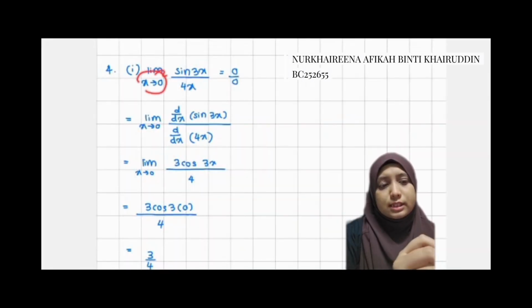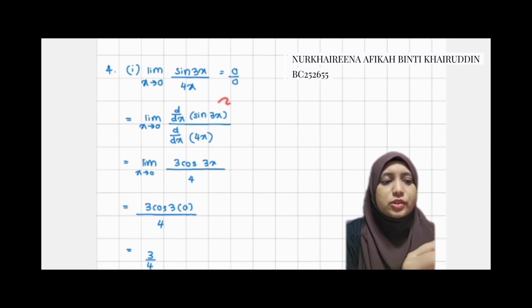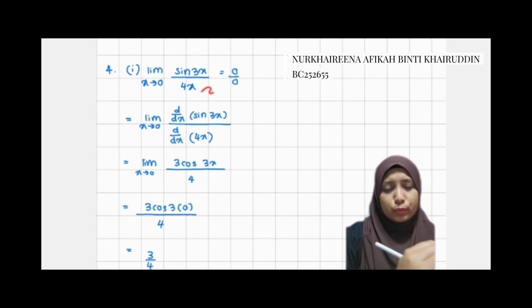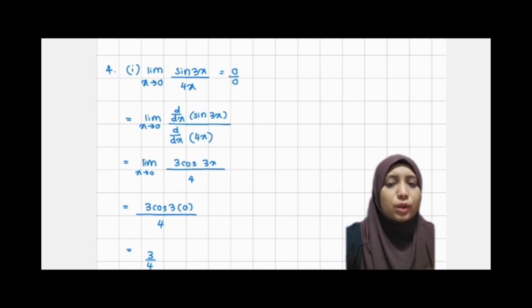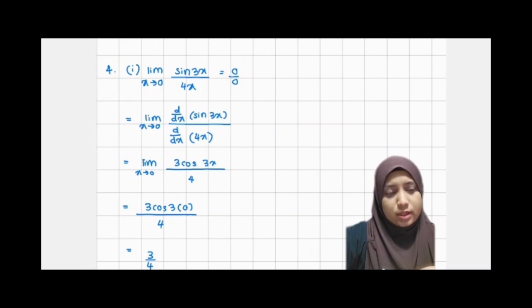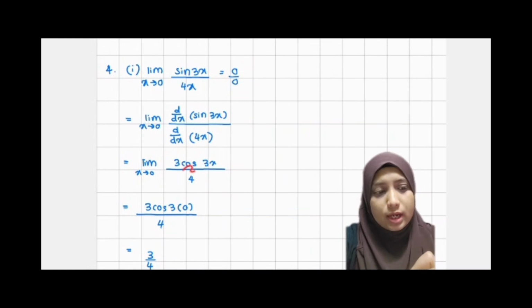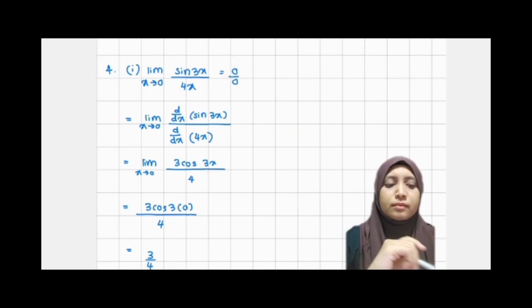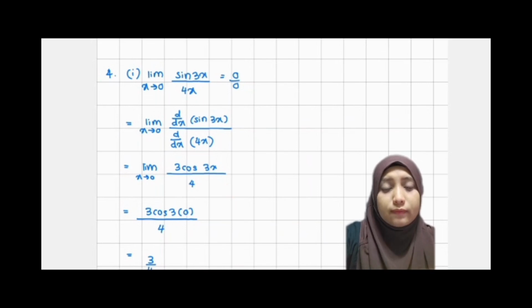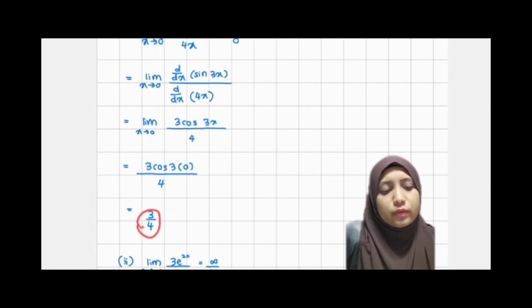The question gives us the limit as x approaches 0 of sin 3x over 4x. If we put the 0 value in the question, then we get the indeterminate form 0 over 0. So we can use L'Hopital's rule. The next step is we differentiate with respect to x, and we get 3 cos 3x over 4. Then we just put the value of x in, and we get 3 over 4.